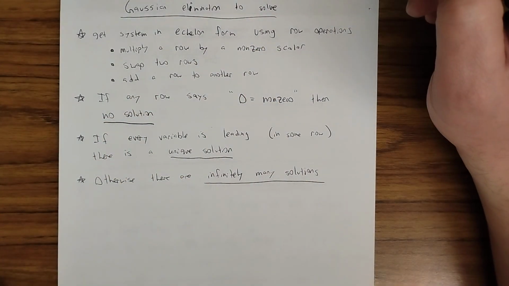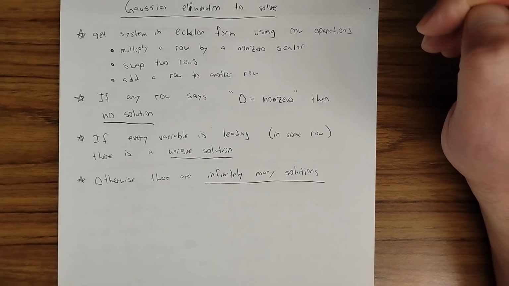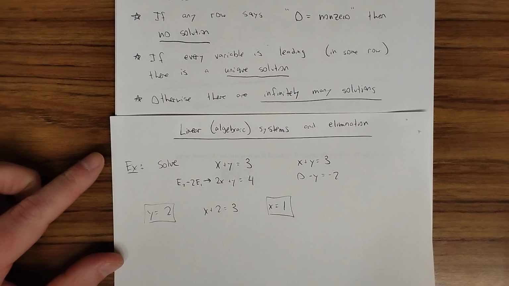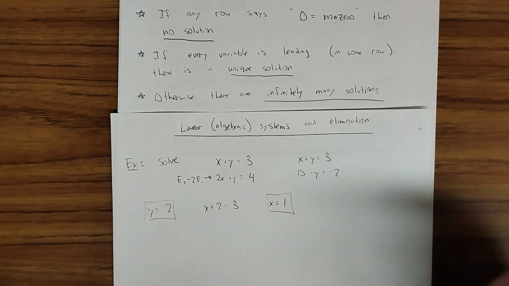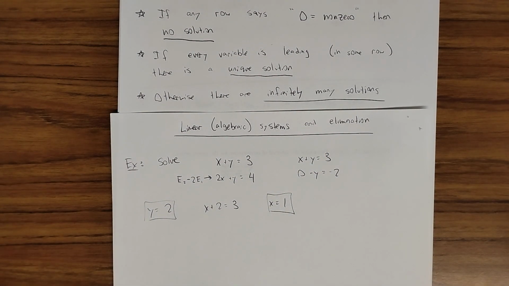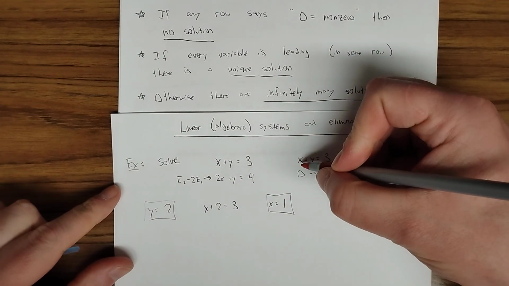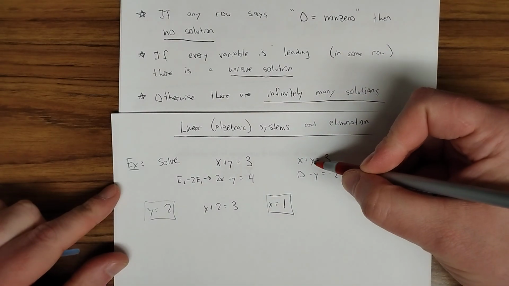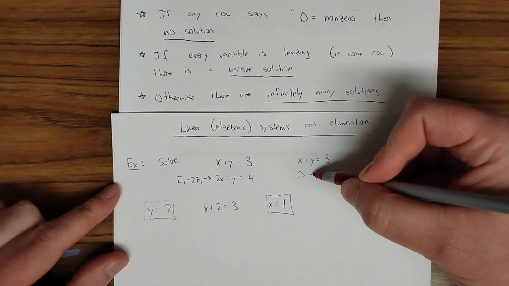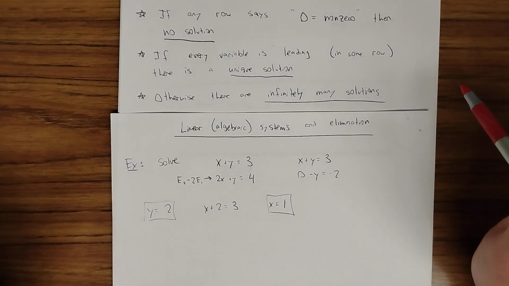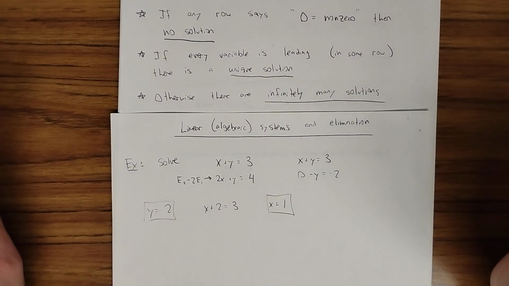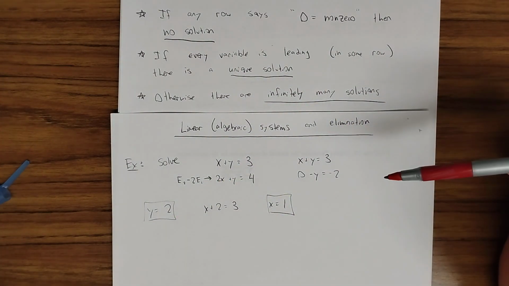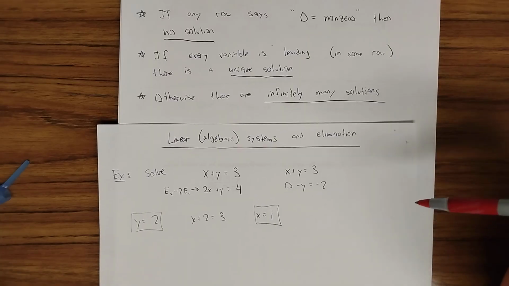If every variable is a leading variable in some equation, then there's a unique solution. And that's like the first example that we did. And here's what I mean by every variable being a leading variable in some row. X is leading in this row. Y is not leading in this row, but Y is leading in some row. So every variable is leading in one row. And we got a unique solution. We got a definite answer for X and Y. We didn't get infinitely many or anything like that.